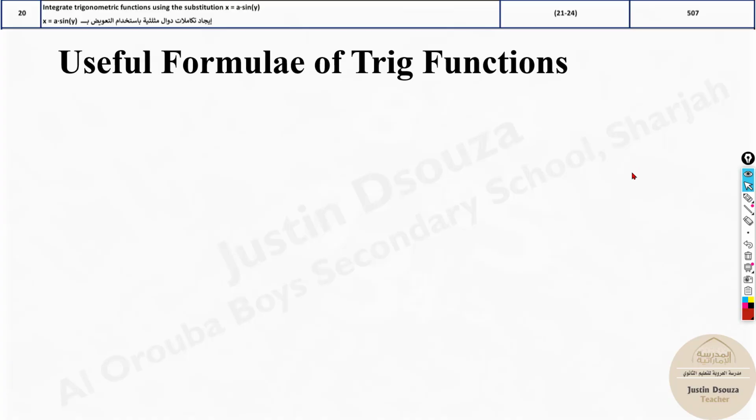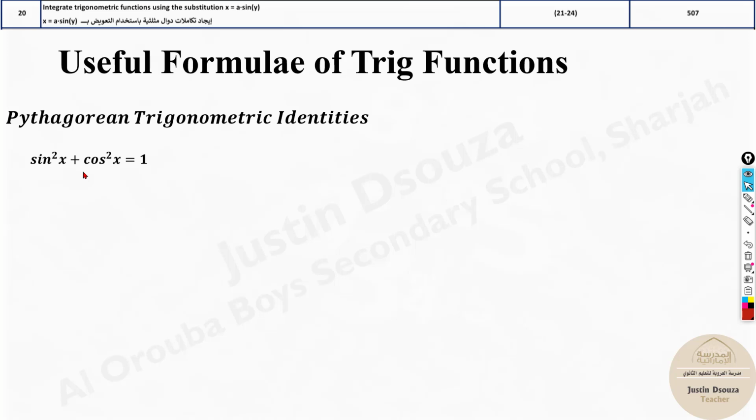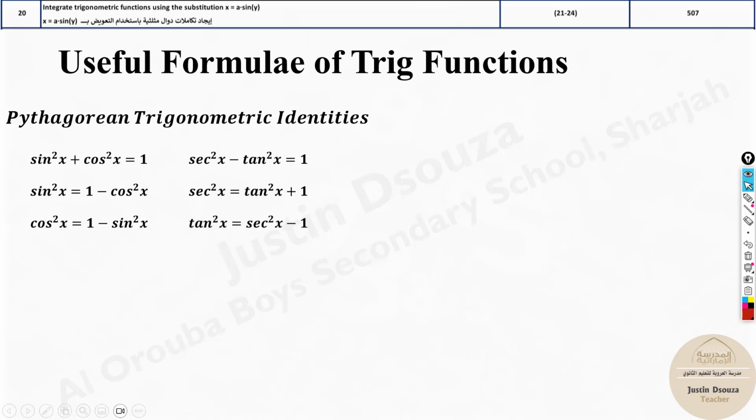Now we need to recall a few of the trigonometric formulas. The Pythagorean identity, that is sine square x plus cos square x equals 1. This is important, and then we can derive the other ones. And there is secant square minus tan square x equals 1, and then you can easily derive the others. Similarly, over here, we have cosecant square x minus cot square x. Remember only the first one here. You can rearrange them by just moving cos square to the other side or sine square to the other side. You will get the other two.